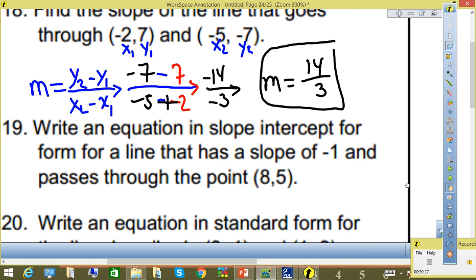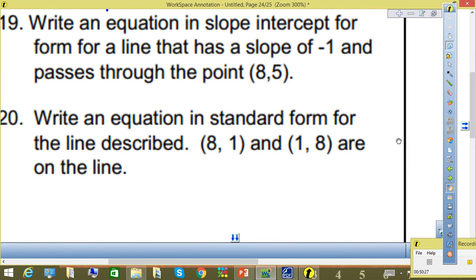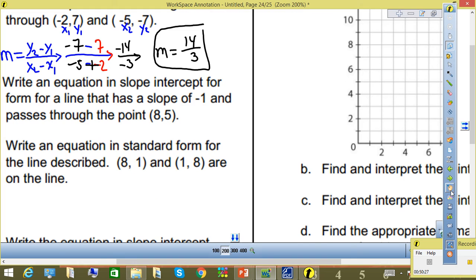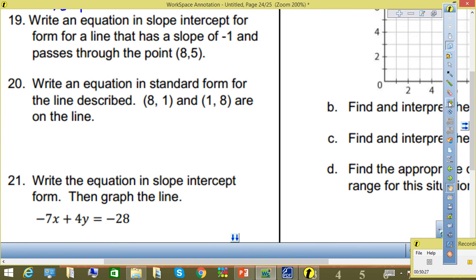Number 19, it says, write an equation in slope-intercept form for the line that has a slope of negative 1 and passes through 8, 5. Let me zoom out a little bit. So I'm going to do 19. I'm going to do it on this side.